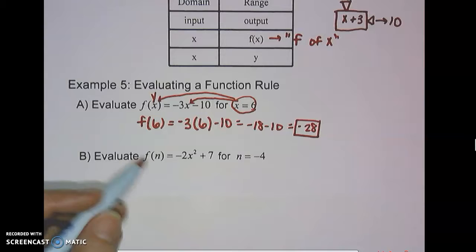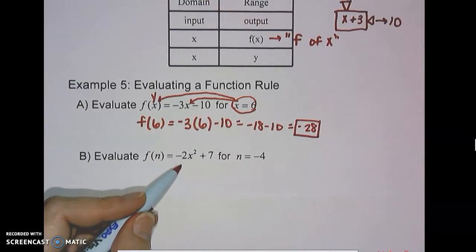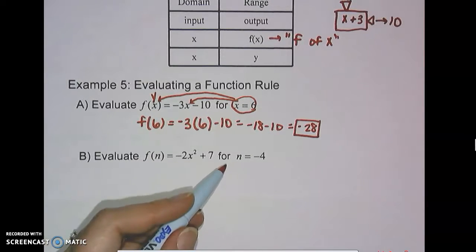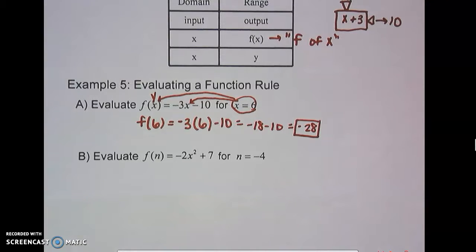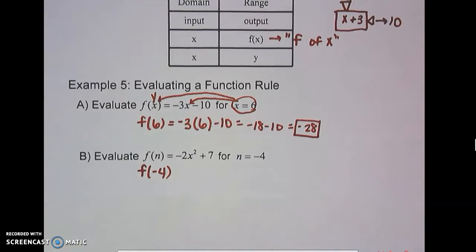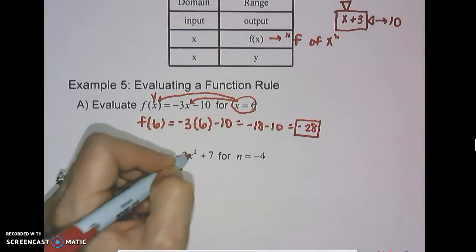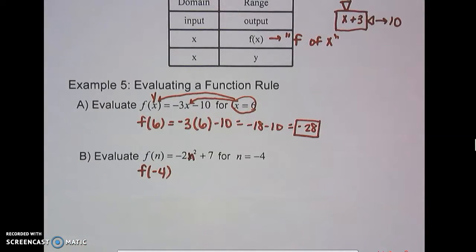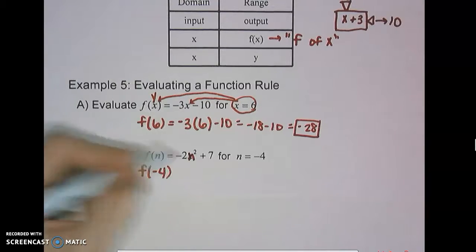Okay, so if we have f of n equals negative 2x squared plus 7, and we're going to evaluate that for n equals negative 4, what are they asking us to do? They're going to be asking us to find f of negative 4. Taking that n value, and this should also be an n there. So since we have n's here, we have to have n's in the question.